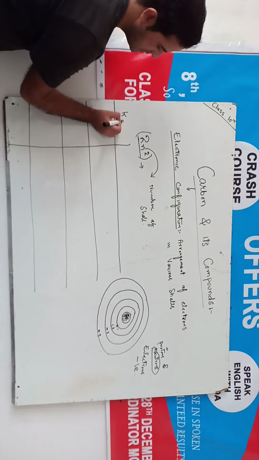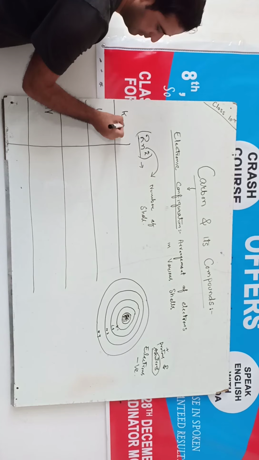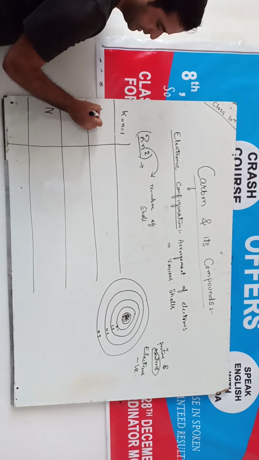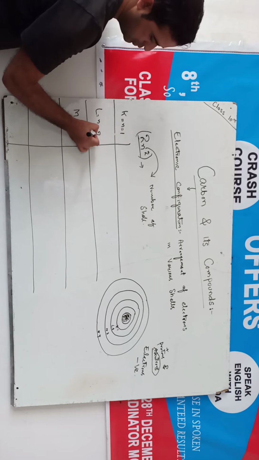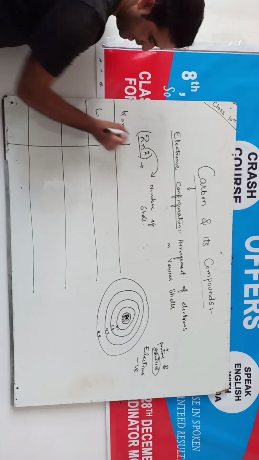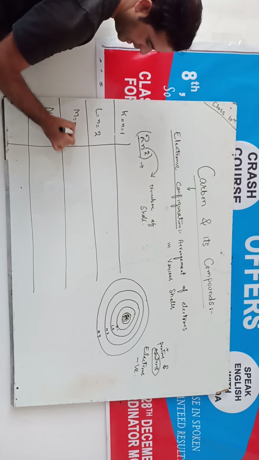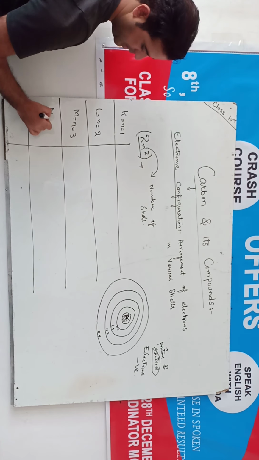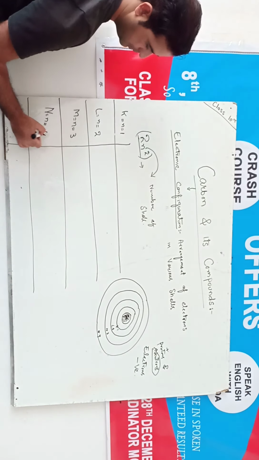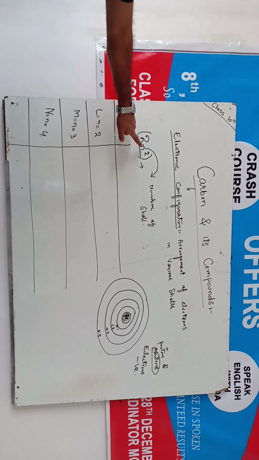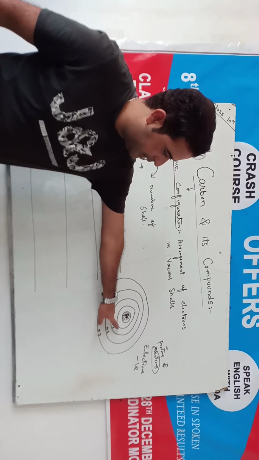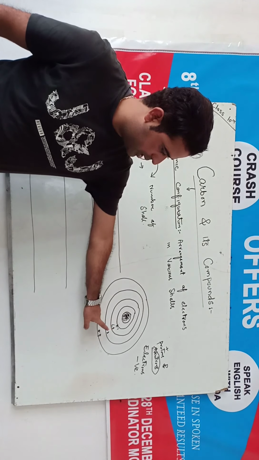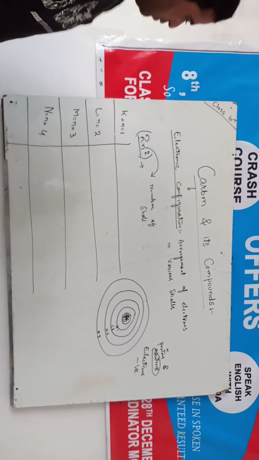So for K, n is 1, for L, n is 2, for M, n is 3, and for N, n is 4. This n refers to the number, where K's number is 1, L's number is 2, M's number is 3 and N's number is 4.